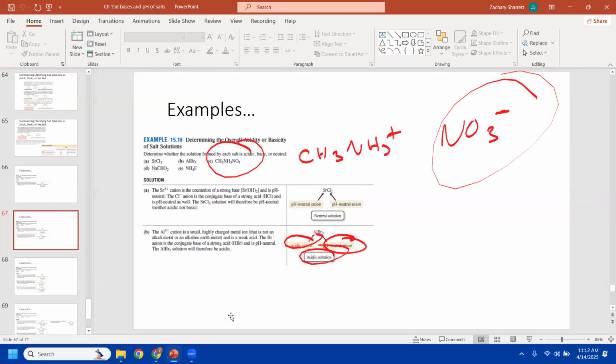What about this CH3NH3 plus? Is that pH neutral or not? Loit?